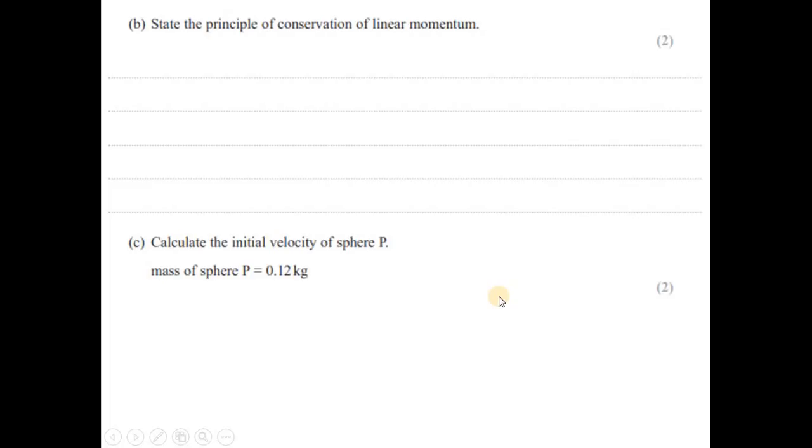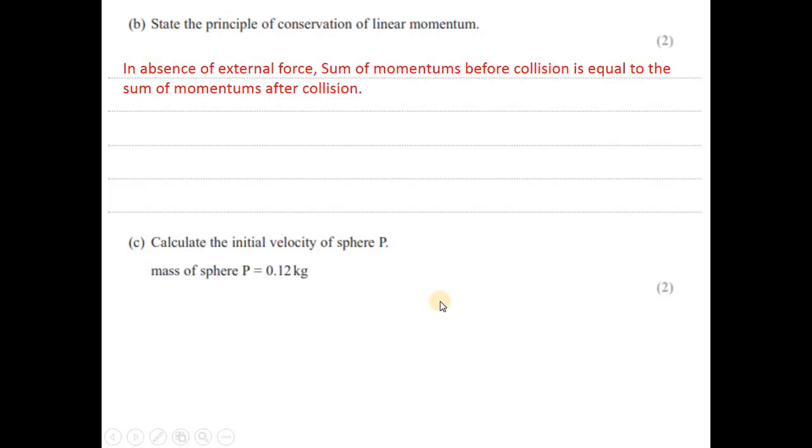That's the most common mistake students generally do. Students forget to write the condition of absence of external force. So don't forget to mention the absence of external force. This is the key point. So 1 mark for that statement and 1 mark for saying sum of momentum before collision is equal to after collision.